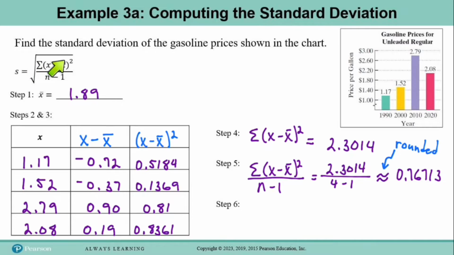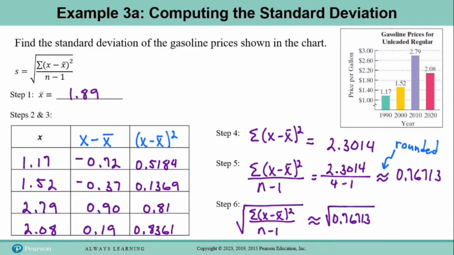Now, what does our formula say to do next? After we have done this division by n minus 1, the last thing to do is to take that previous answer and do the square root of it. So now we're taking all of this that we've already done from the formula, and we're doing the square root of all of that previous work. So that is going to be approximately the square root of 0.76713. And so you've already got this number on your calculator screen. So now let me switch over to my calculator so I can show you the easiest way to take the square root of a number that's already on your screen.